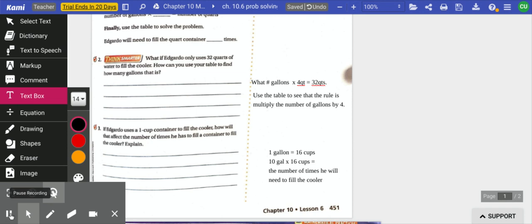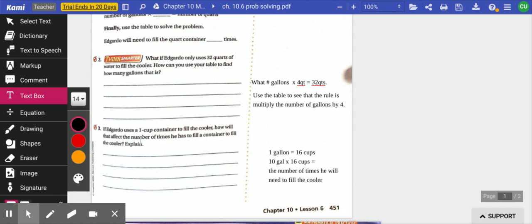And we could also just do the reverse conversions of 1 pint equals 2 cups, 1 quart equals 2 pints, which means 1 quart equals 4 cups, 1 gallon equals 4 quarts, so 4 quarts equals 16 cups. It's kind of just work your way up, or you could just count all the cups on gallon person. So if Eduardo uses a 1 cup container to fill the cooler, how will that affect the number of times he has to fill a container to fill the cooler?